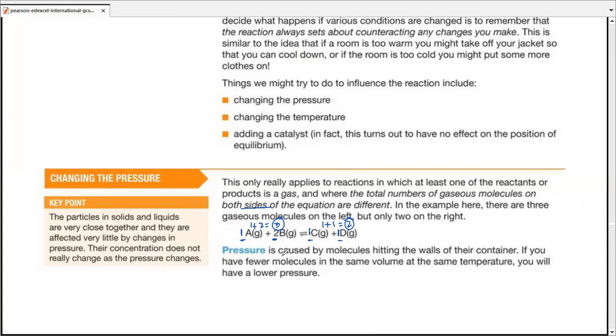Yes. So pressure is caused by molecules hitting the walls of the container or the lid of the container. If you have fewer molecules in the same volume at the same temperature, you have a lower pressure, which means we have a lower pressure on the product side, we have a higher pressure on the reactant side. What can we do about it? Let's see it on the next page.